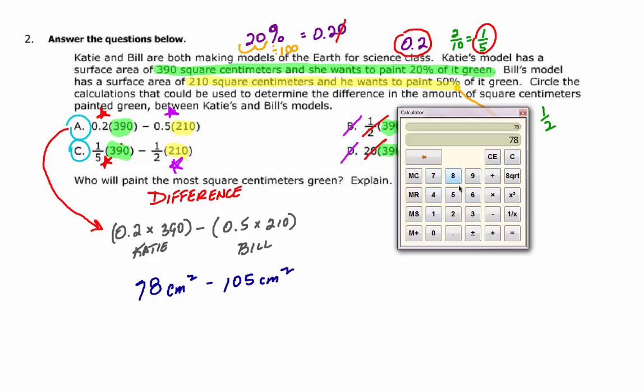Now you might say, well, wait a minute. If I do 78 minus 105, I get negative 27. We can't have negative 27. You can't paint a negative amount. No, you can't. But remember, your question is just who will paint the most. So if Katie's painting 78 and Bill's painting 105, you know that this is the most. If somebody said how much more will Bill paint, you'd say 27. You wouldn't say negative 27. But the question is who's going to paint the most? And in this case, the answer is Bill paints the most.